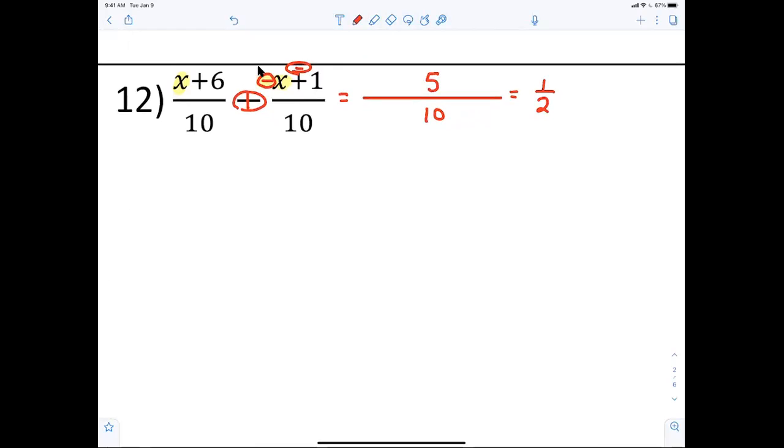Yes, sir. Yeah, because you're distributing a negative there. It's like negative 3, that's the same as plus negative. Right? Or it's like negative parentheses x plus 1. You're distributing a negative 1. All right.